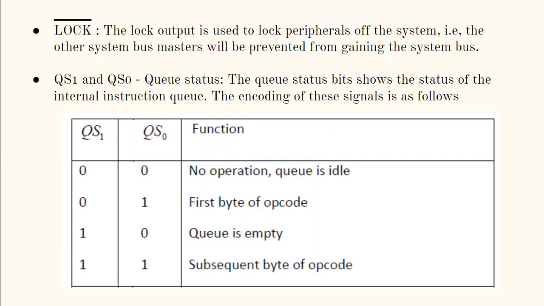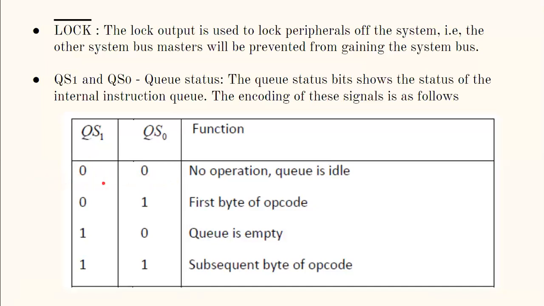Next is QS1 and QS0. These 2 bits simply give the status of the operation which your queue is performing. Queue, as we have seen in the architecture, is the instruction queue, which is 6 bytes long. What is happening in this instruction queue? Whether the content present in that instruction queue is the first byte of an opcode, or the second or third byte of the opcode, or whether your queue is idle and performing no operation, or whether there is nothing present in that queue. All these types of operations are indicated by this value.